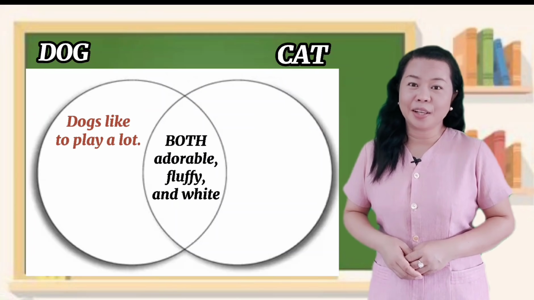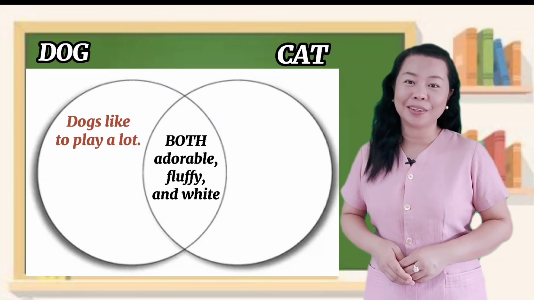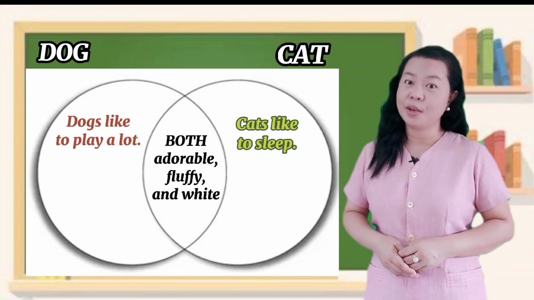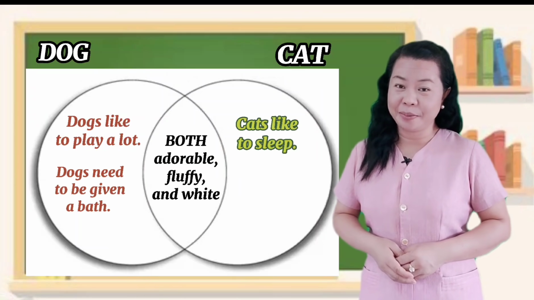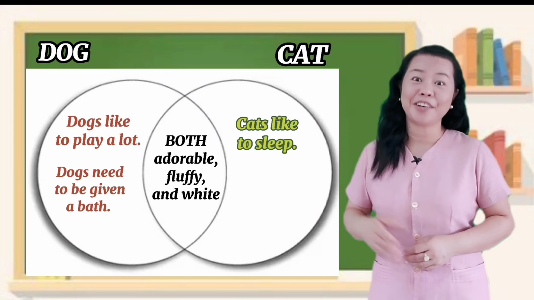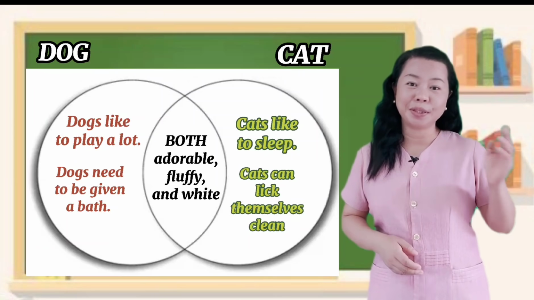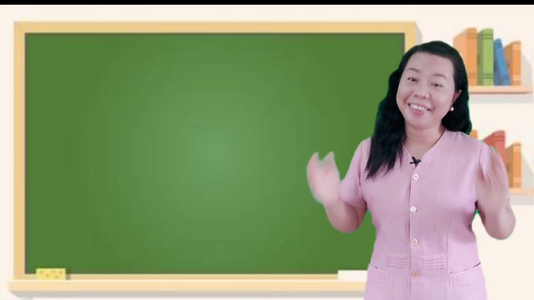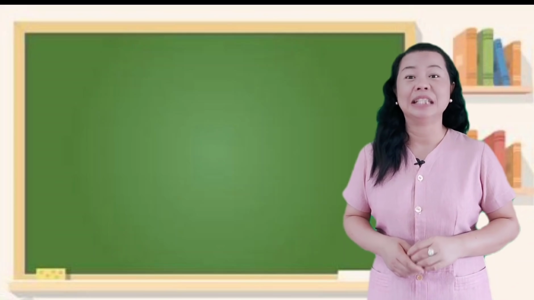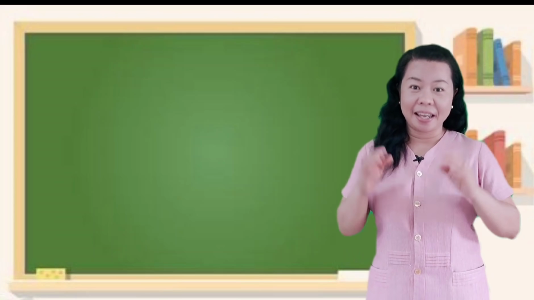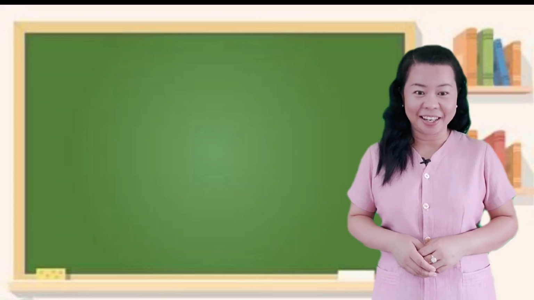Dogs like to play a lot goes to the side of the Venn diagram intended for the dog, while cats like to sleep goes to the side intended for the cat. Dogs need to be given a bath, of course, goes to the side of the dog, and cats can lick themselves clean goes to the side of the cat. And that's how simple it is to use the Venn diagram. All you have to do is place the similarities in the overlapping circles and the differences on each side.